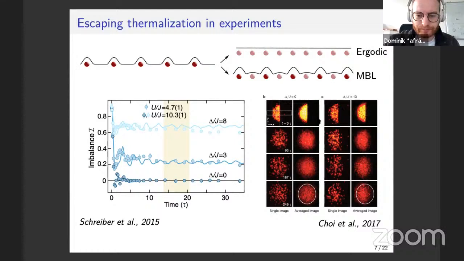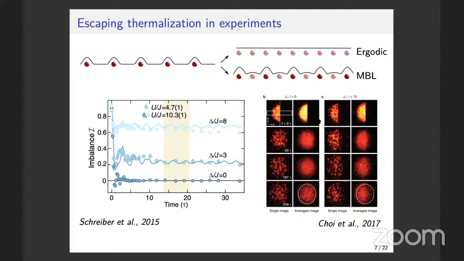And I see another question here. Yes, I want to clarify. So you said that you wait for infinite time and the system doesn't thermalize. Do you mean this for the thermodynamic limit of an infinite system?